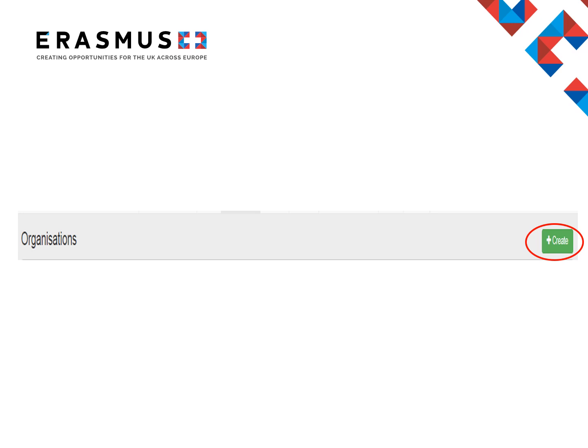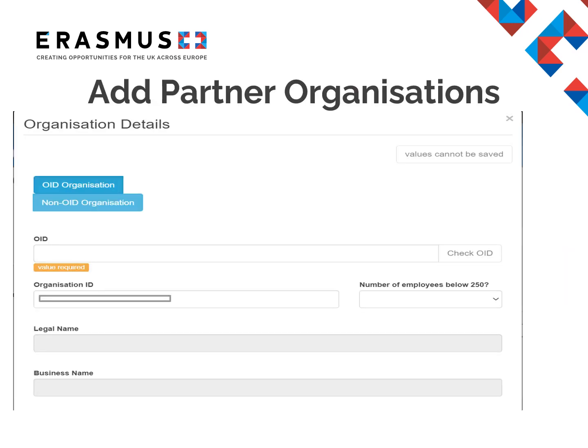Once you click this button to add a new organization, it will take you to the screen that you can see now. If you know the OID number of the partner organization, course provider, select OID organization, enter the OID number, and save. The details will populate for you. If the organization or course provider does not have an OID, select non-OID organization, then complete all mandatory fields and save.